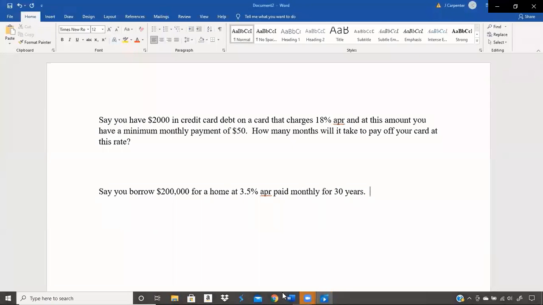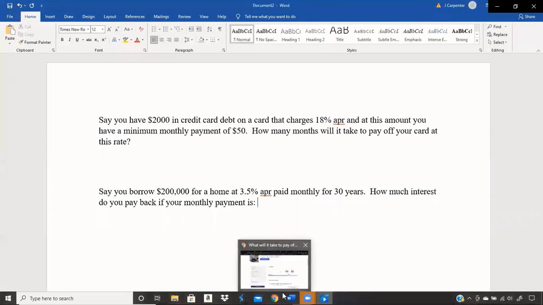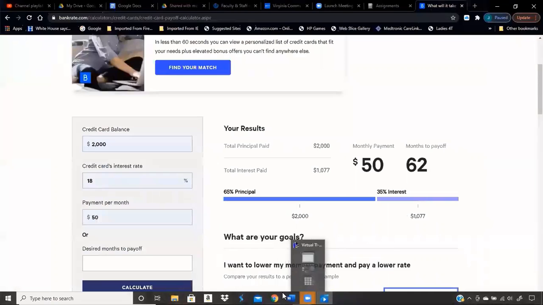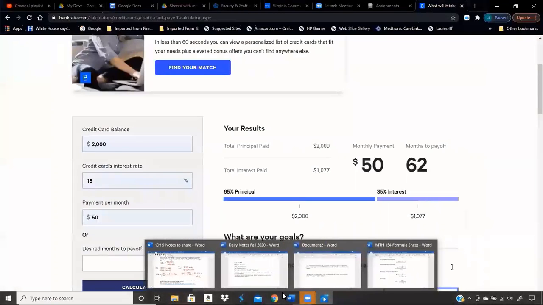I'm going to ask, how much interest do you borrow? Or how much interest do you pay back? Your monthly payment is, and I'm going to go to a website to do this real quick, or I could use that formula sheet to calculate it. I've given you enough information.